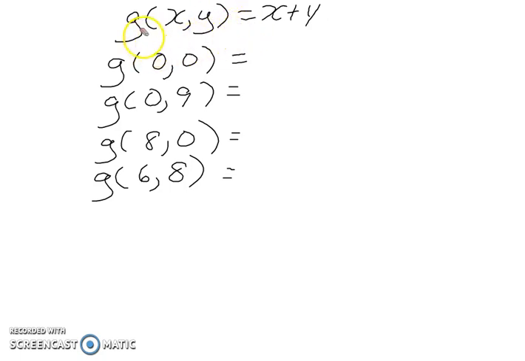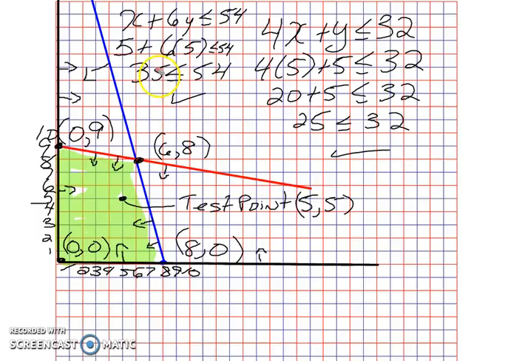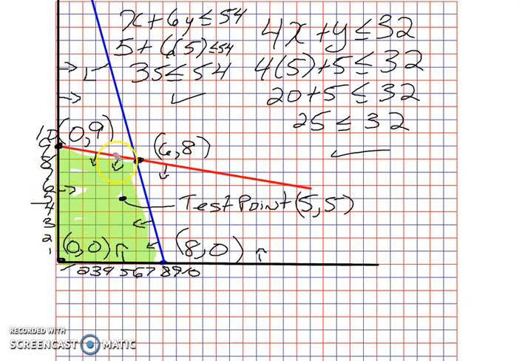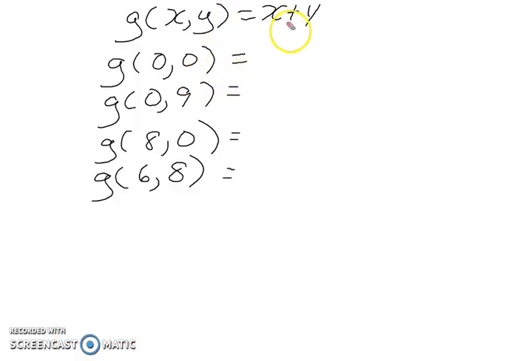So I go back to my objective or optimization function, and I am going to say that g of x comma y is equal to x plus y. And I'm trying to max out the amount of paint I can make. So I'm going to take all 4 of these points that I was able to pull from my graph on the feasible region, or the extremes of my feasible region: 0 and 0, 0 and 9, 8 and 0, and 6 and 8. Where did I get those points? It's those points that touch on the feasible region and are right here. So 6 and 8, 8 and 0, 0 and 0, and 0 and 9. And I'm going to plug each of those points into this function, x plus y.